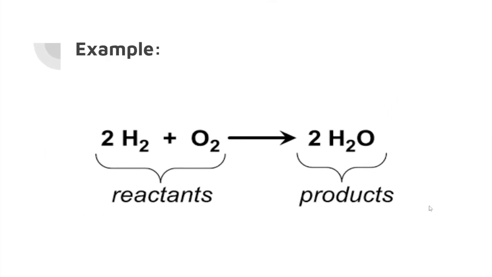Here we see an example of a chemical reaction where two substances, 2H2 plus O2, equal the product 2H2O. Here we see there is no problem for two reactants to become a single product.